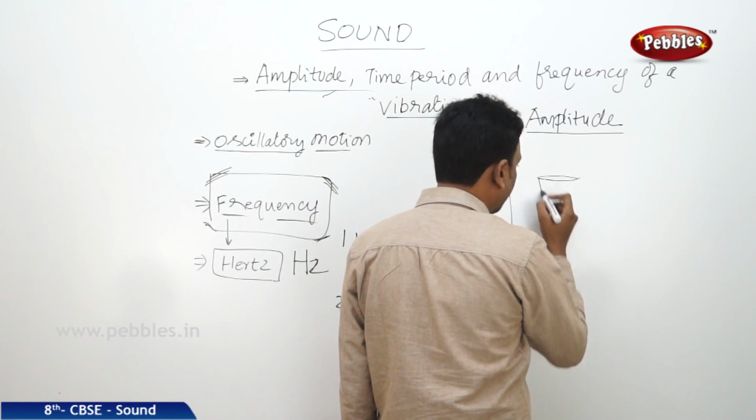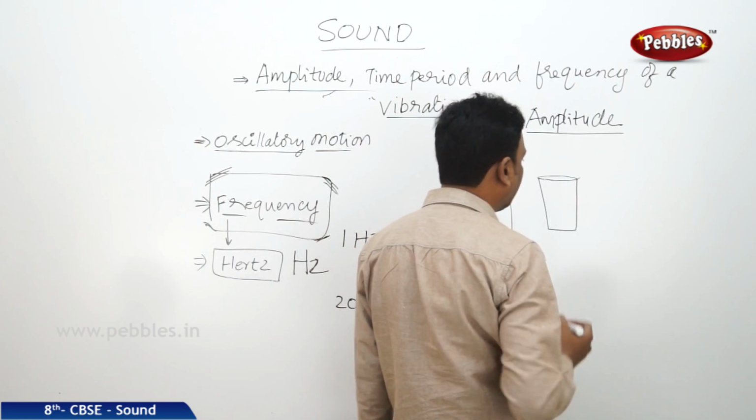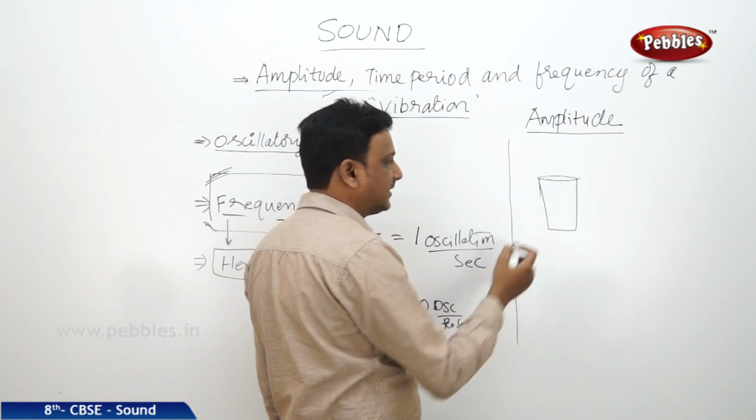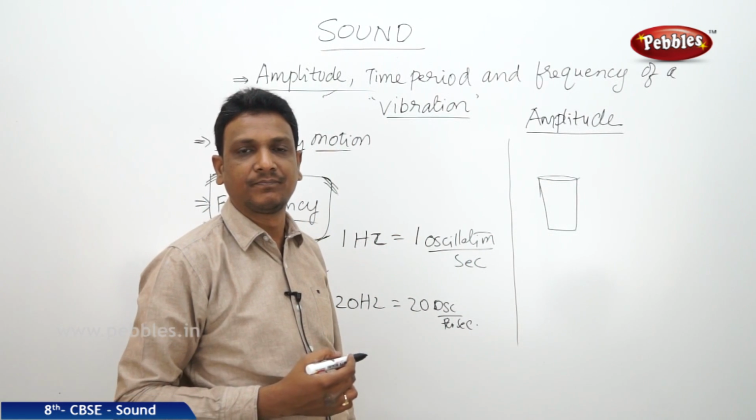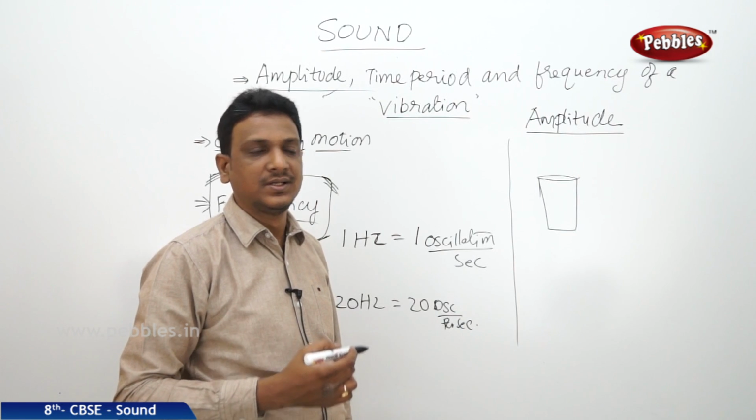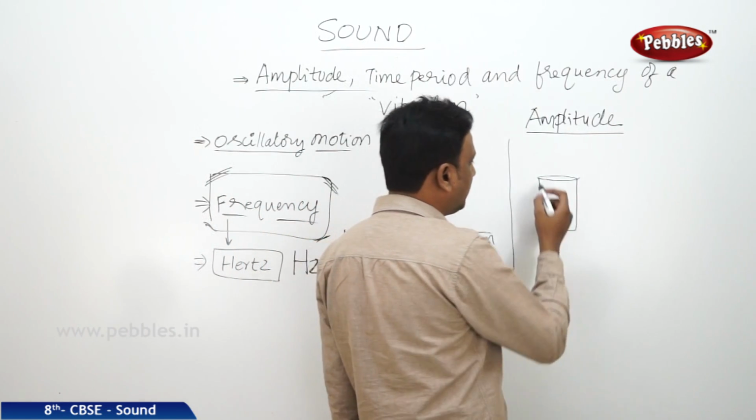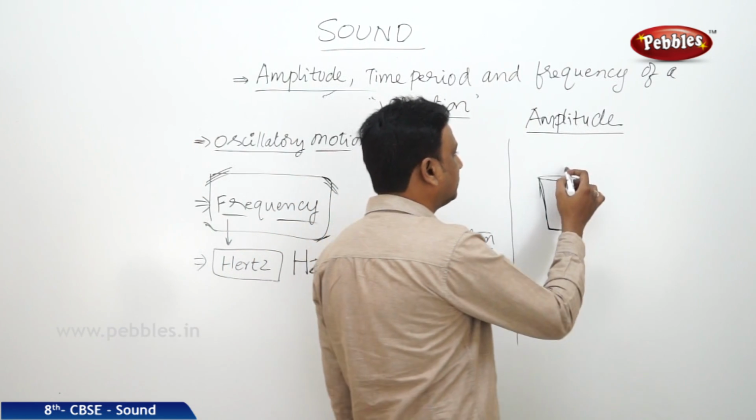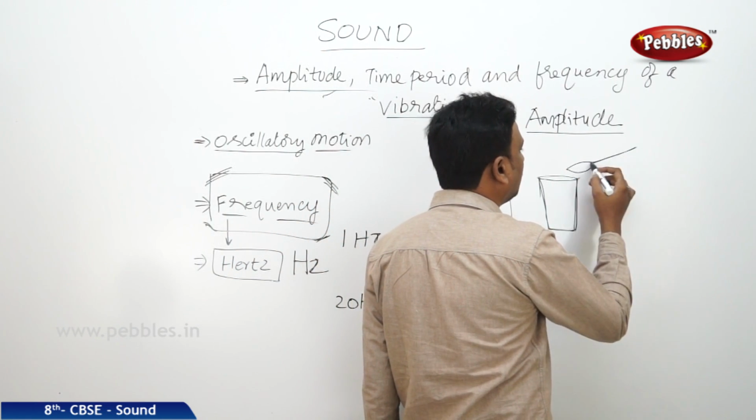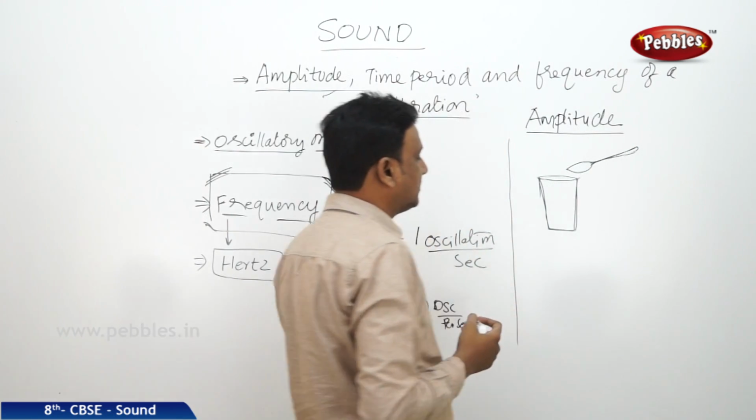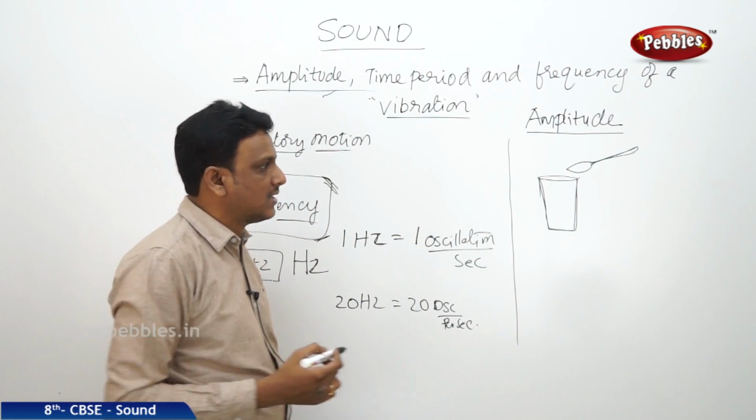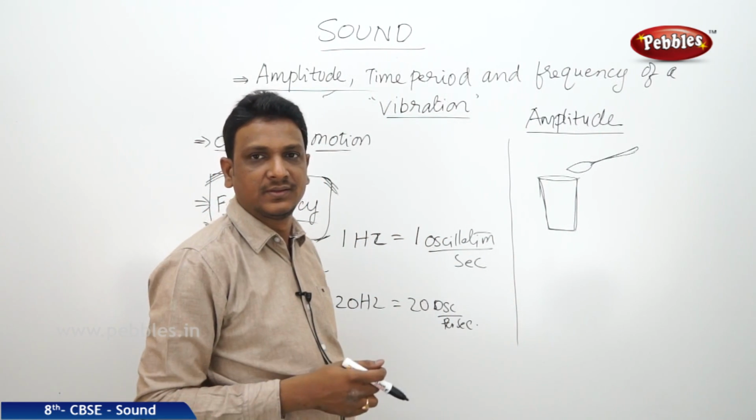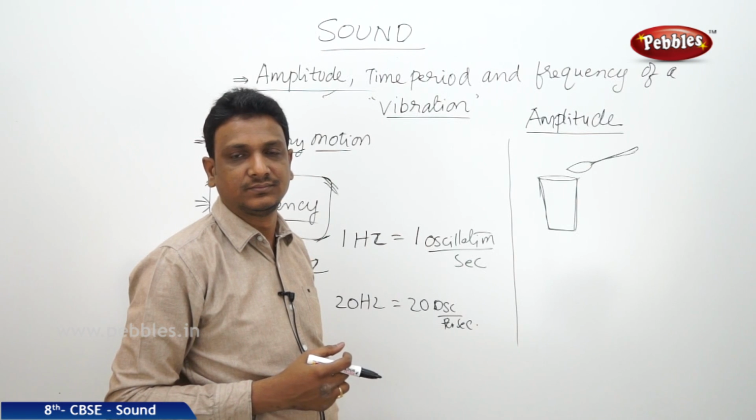To do this experiment, you need a metal tumbler, a glass tumbler or a metal glass you can take. You have taken a steel glass, take a steel spoon. Now hit the glass with the spoon gently. You will get some sound.